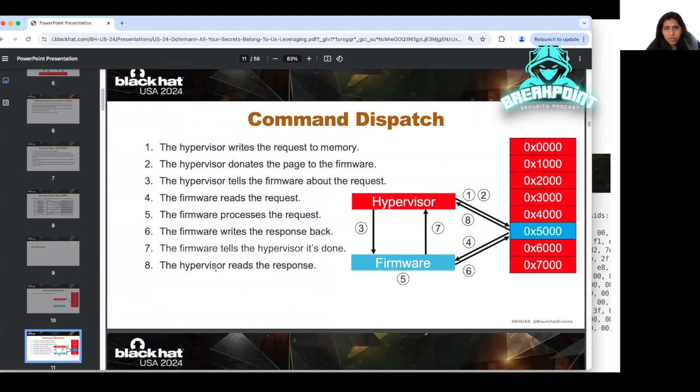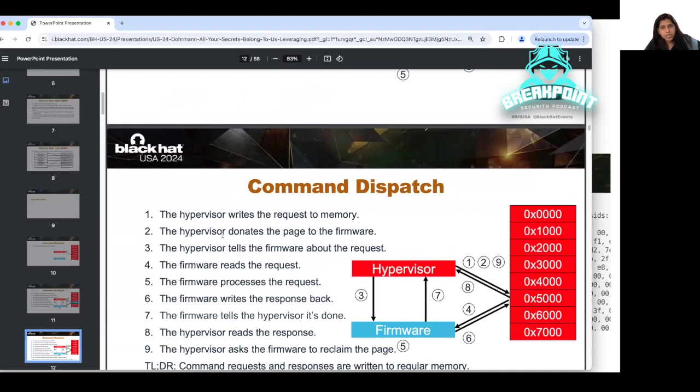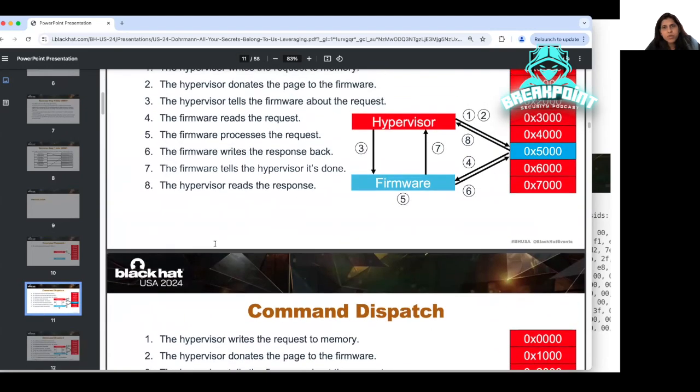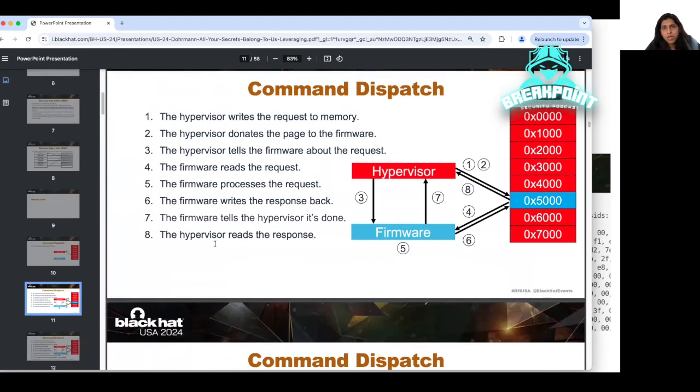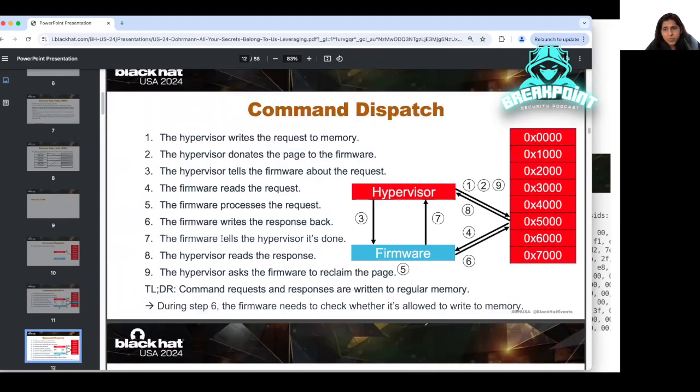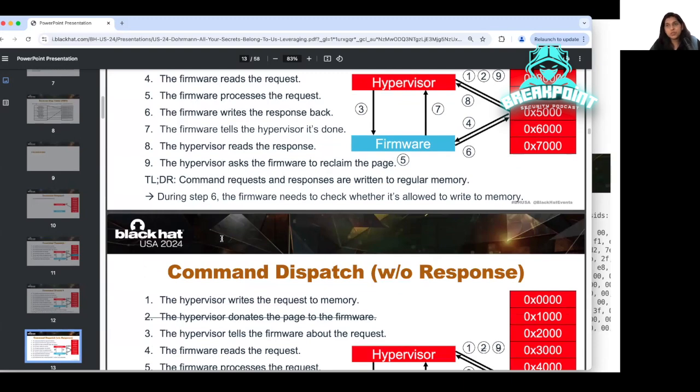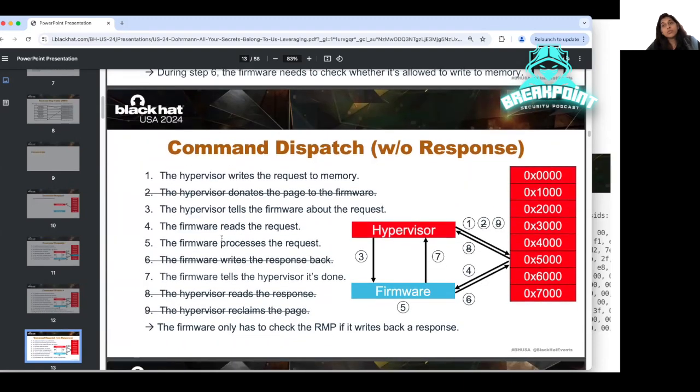If I can see, you will see a lot of things in terms of the workflow, what happens: the hypervisor writes the request to memory, and the whole process of command dispatch is called out in relation to the memory itself. That also shows technical depth.